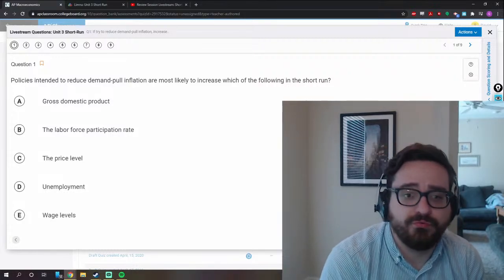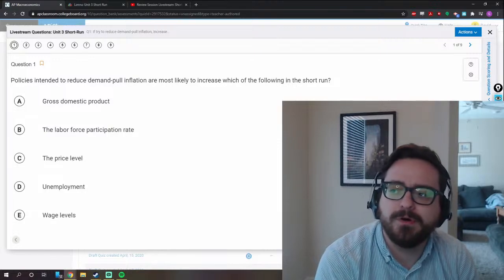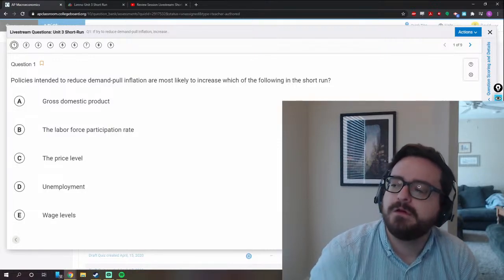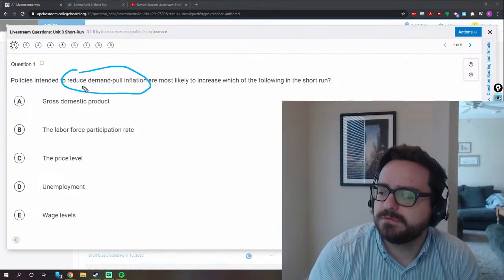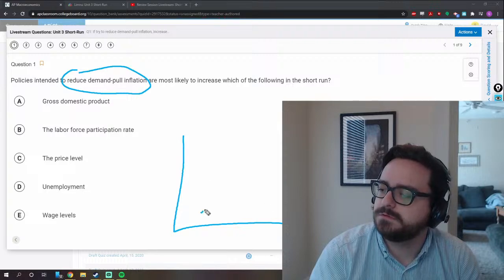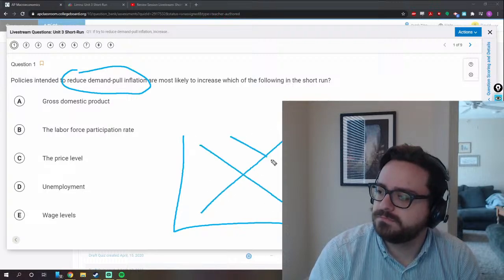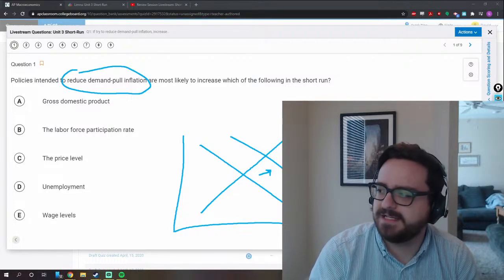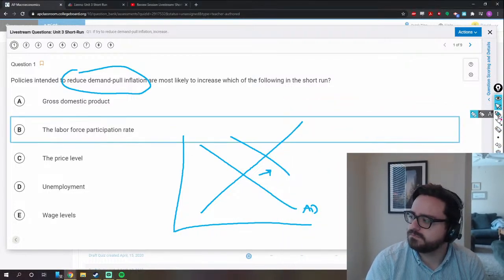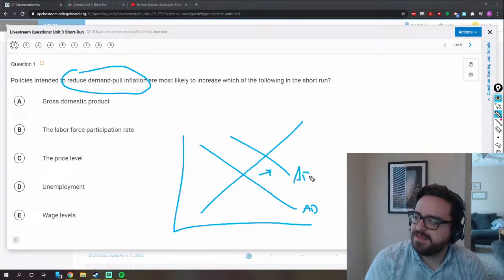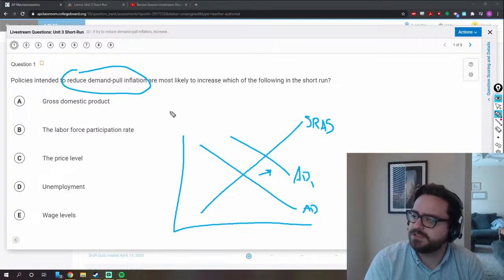Policies intended to reduce demand pull inflation are most likely to increase which of the following. So it's saying it's going to reduce demand pull inflation, so like that's been happening. This is a good, oh, you can't see, my head's in the way. God, I make this too big every time. There we go. We have like this has been going on. They want to kind of undo this would be the logic of it. They want to reduce this, so kind of get rid of it.